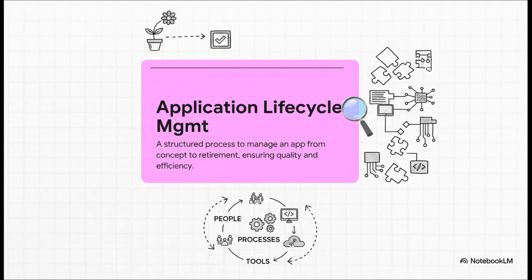Now, this is the really important part. ALM isn't just one single thing you do. Think of it more like a recipe for the whole project. It's a complete system that brings together the people, the processes, and the tools you need to manage an app's entire life. Honestly, this structured approach is what separates the successful projects from the ones that just descend into chaos.